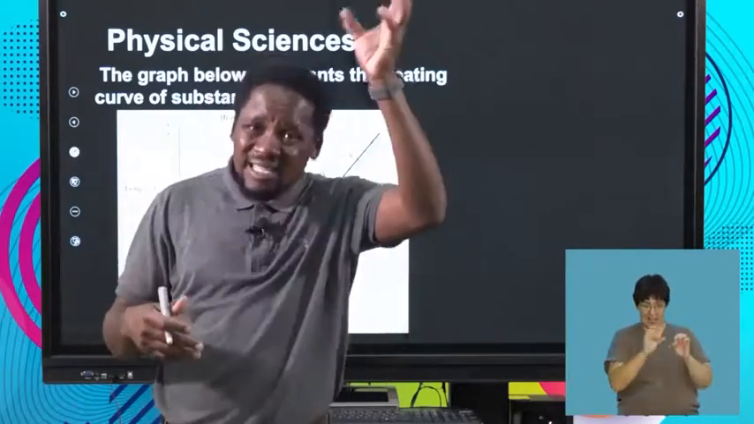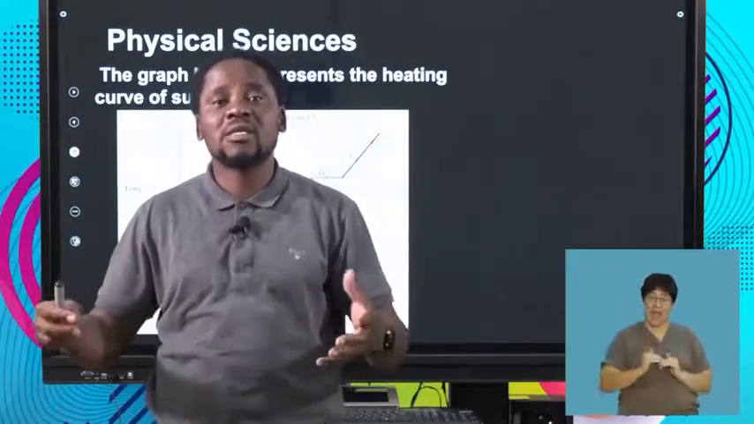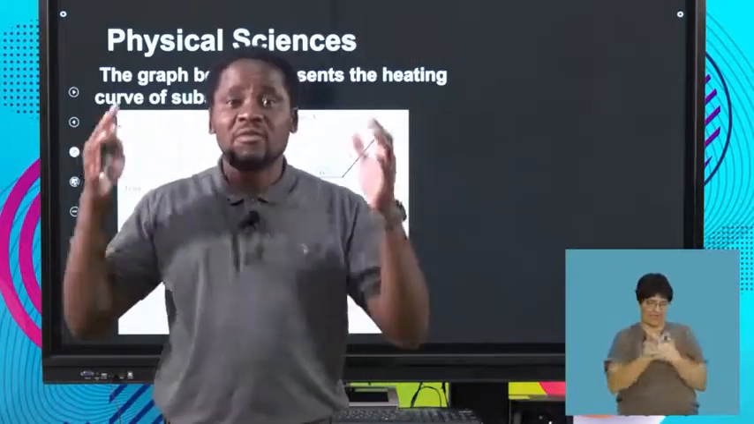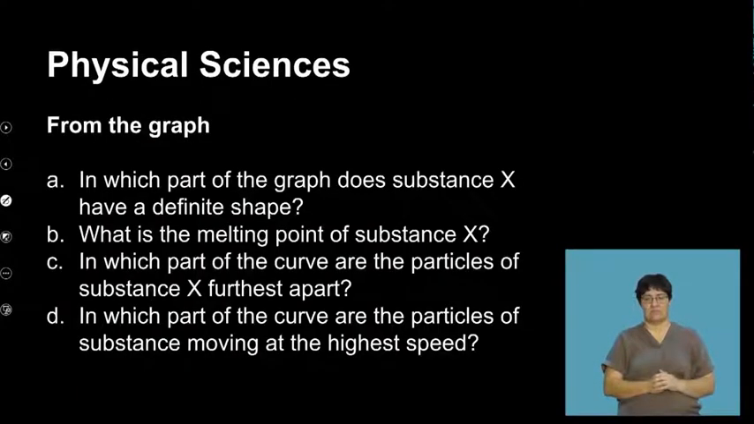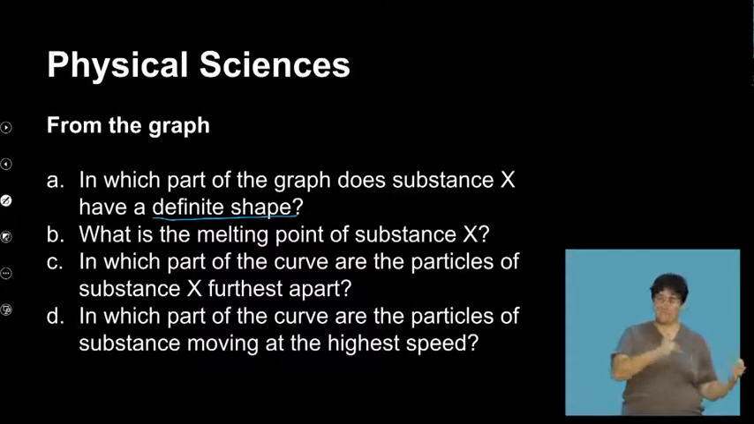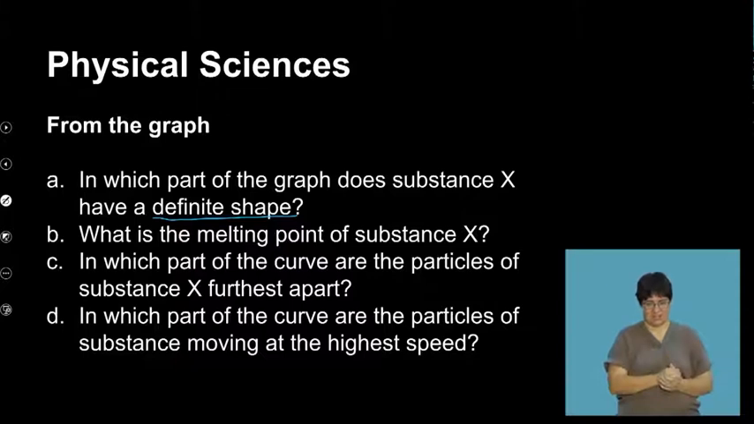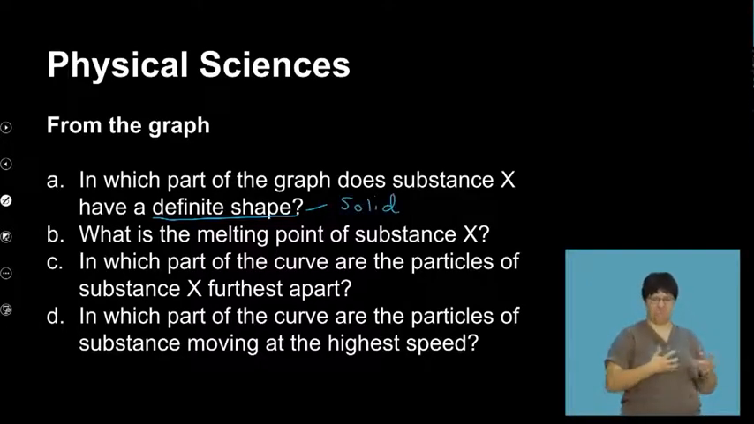Meaning that at a higher temperature, we'll have these particles having a high speed, moving very, very fast. Right, and then from this graph, we would ask ourselves simple questions. In which part of the graph does the substance have a definite shape? So this takes us back to the properties of materials, or of a solid. Definite shape has to do with characteristics of the state of matter. So we ask ourselves, at which point on that graph is the substance in solid form?